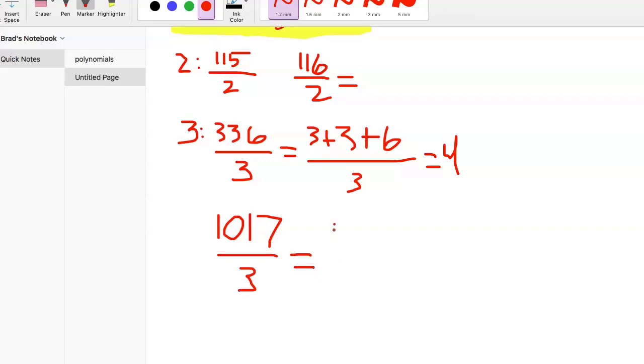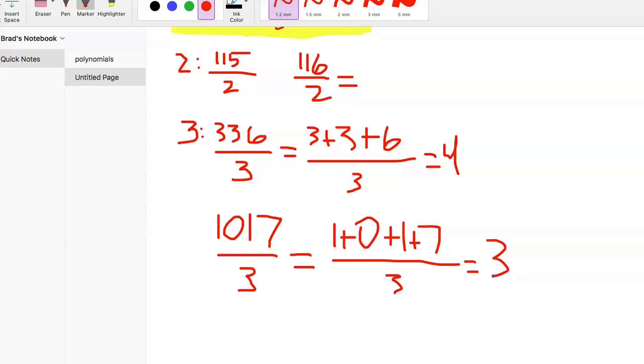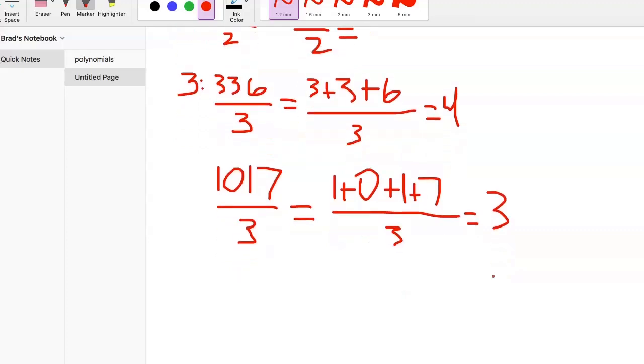But if we add them up, 1 plus 0 plus 1 plus 7 all over 3. 1 plus 0 is 1. 1 plus 1 is 2. 2 plus 7 is 9. And 9 divided by 3 is 3. So it actually still works out. That's how you do all the 3's.